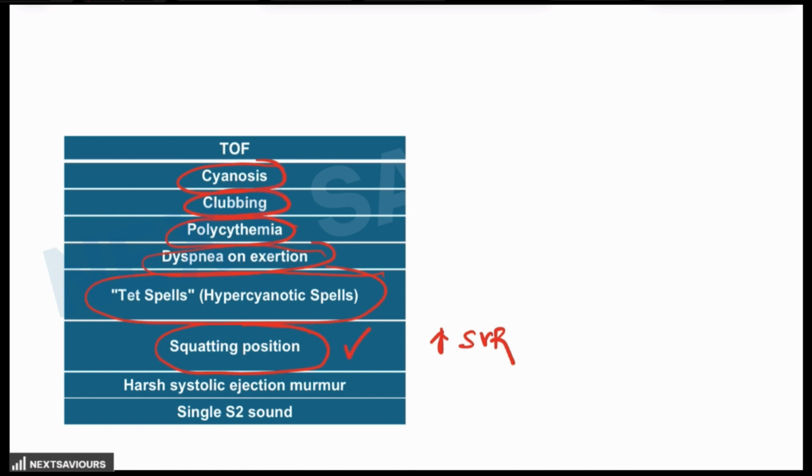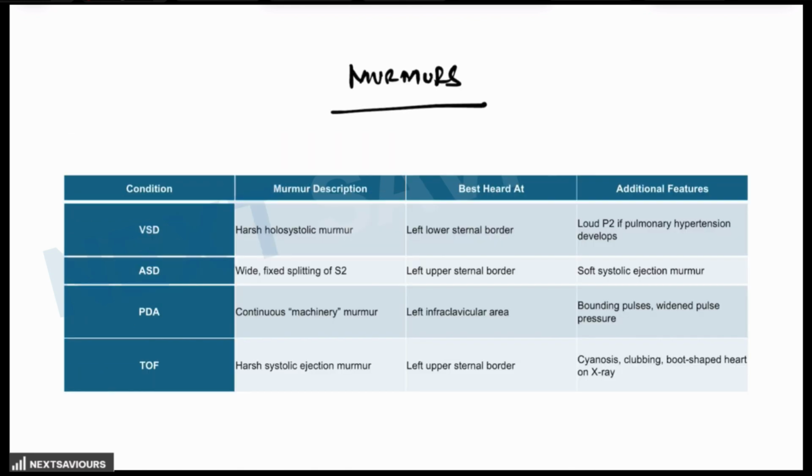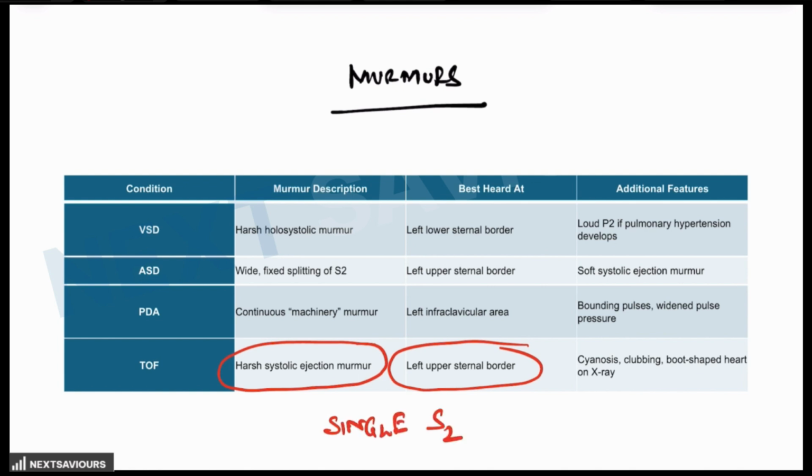As far as the murmurs related to this TOF are concerned, there will be a harsh systolic ejection murmur which is best heard at the left upper sternal border. And there is also a possibility of a single S2 sound due to severe pulmonary stenosis preventing closure of the pulmonary valve. So these are the murmurs on the basis of which you will identify the question.